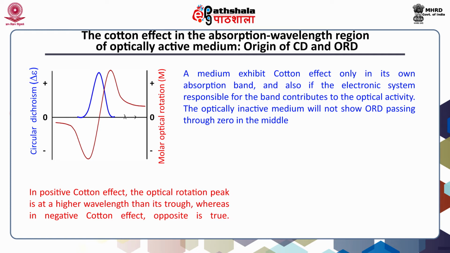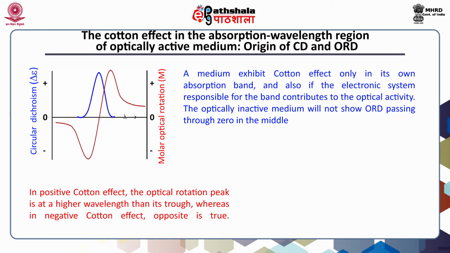If we decrease the wavelength and the optical rotation or molar rotation also decreases with decrease in wavelength, then we call it a negative Cotton effect. And two enantiomers of an optically active medium will have exactly opposite Cotton effects, or mirror images of each other.